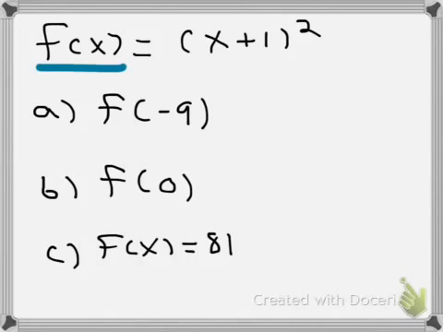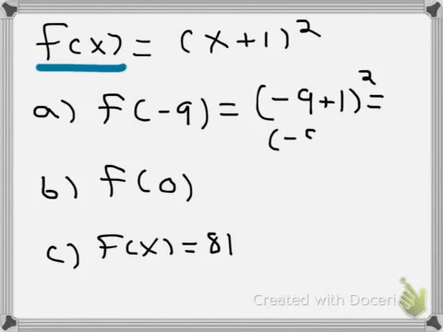Alright, so when f of x is our function, f of negative 9 simply just means the quantity negative 9 plus 1, all of it squared. That happens to be the same thing as negative 8 squared. And negative 8 squared simply just means negative 8 times negative 8, which is just 64. So f of negative 9 equals 64.